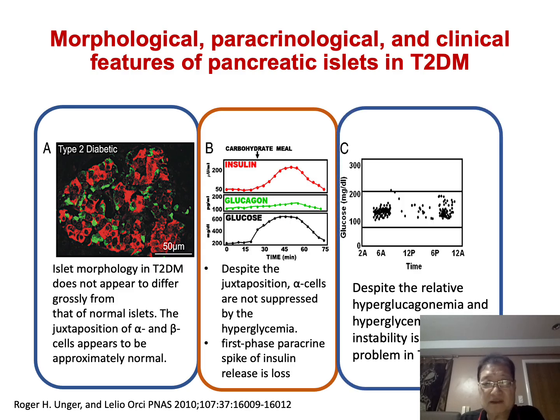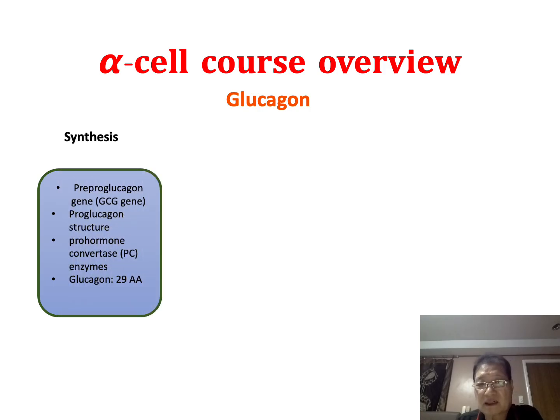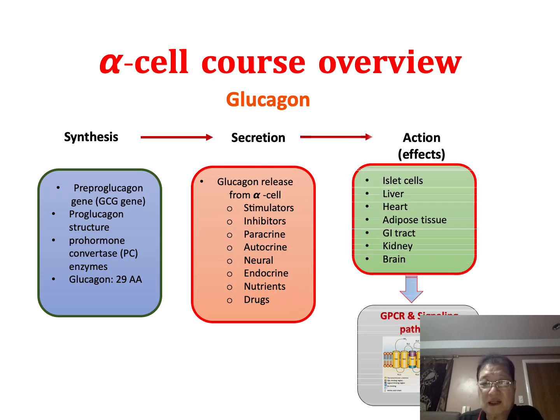Okay, the last one: despite the relative hyperglucagonemia and hyperglycemia, glycemic instability in type 2 DM is not a problem. So, with that, I would like to close my presentation on the role of the alpha cells in the pathogenesis of diabetes by showing these slides as a guide to the alpha cell course. To understand alpha cells better, it is important to know all about synthesis, secretion, and actions.